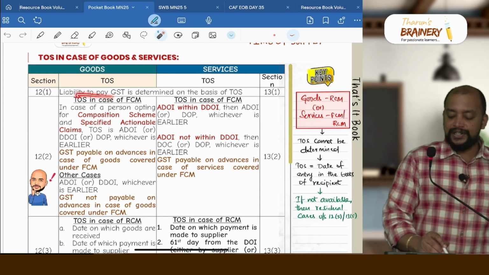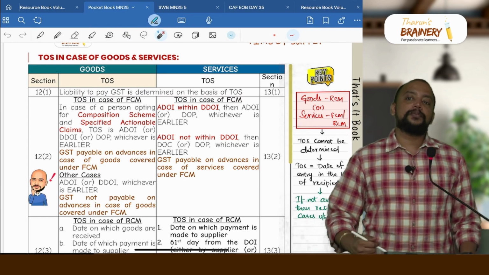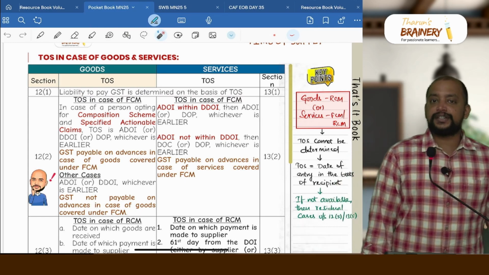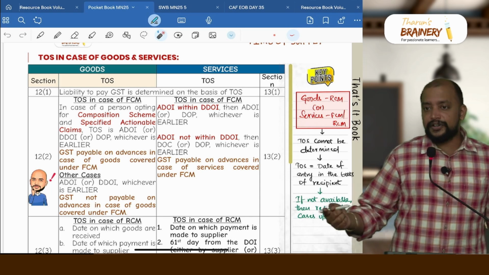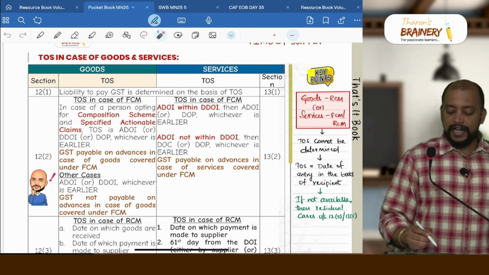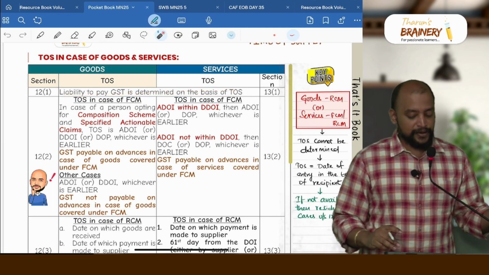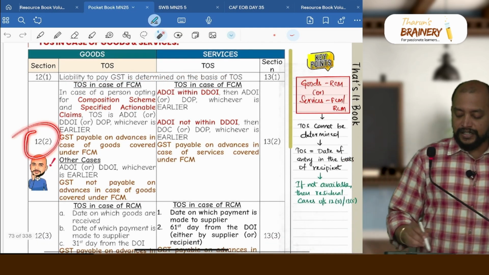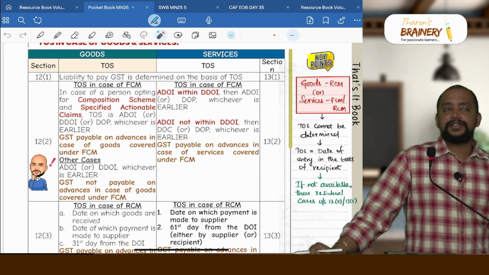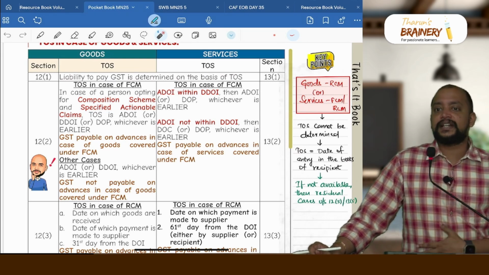The liability to pay GST is determined based on time of supply. The objectives of time of supply are 3. Number 1, to determine the due date of payment of GST. Number 2, to determine the rate of GST. Number 3, to determine the exchange rate. So therefore the liability to pay GST depends upon the time of supply. 12 subsection 2 and 13 subsection 2 deal with time of supply in case of FCM. In case of goods 12 subsection 2, services 13 subsection 2.